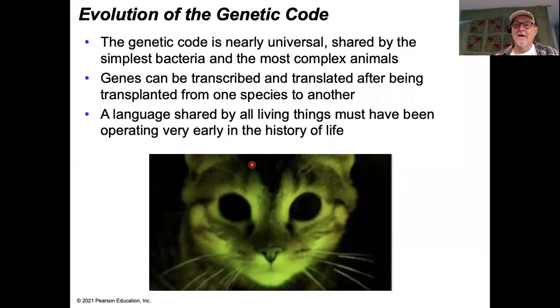So, for example, here is a cat, and this cat is glowing. It's glowing in the dark, and it's glowing because it has had a gene from a jellyfish inserted into its genome, and it's happily expressing it. No other effects on the phenotype whatsoever, but it's expressing jellyfish fluorescent protein. Isn't that extraordinary? It's just an object lesson that this language contained in the DNA code is the same for all living things.